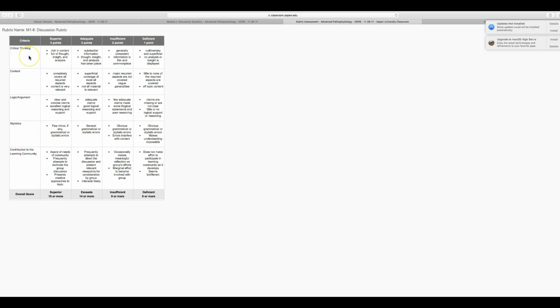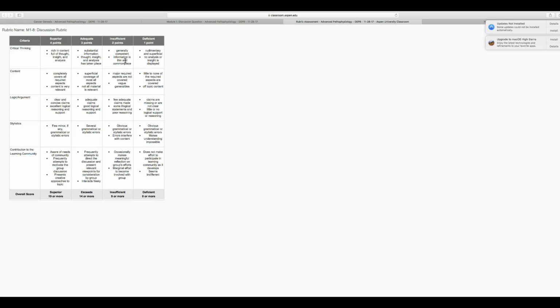You'll see critical thinking, content, logic, argument, style, and then contribution to learning. Critical thinking is looking at the content and the analysis that you have in there. Did you process all the concepts that were discussed? Did you just regurgitate information, or did you take it to the next level of thinking? So, 1 point is rudimentary and superficial, no analysis. That means you just listed all the concepts, you defined them, and that was it.